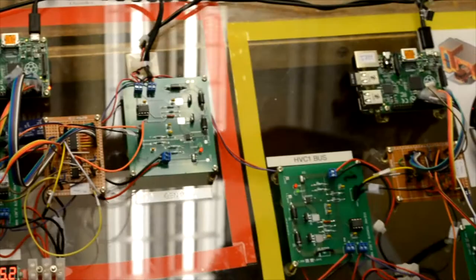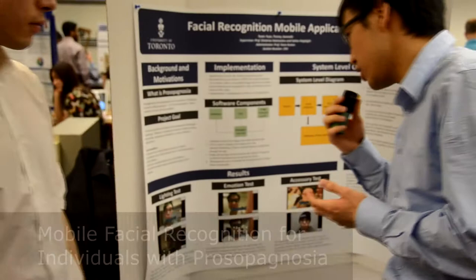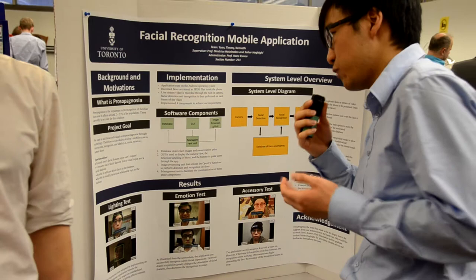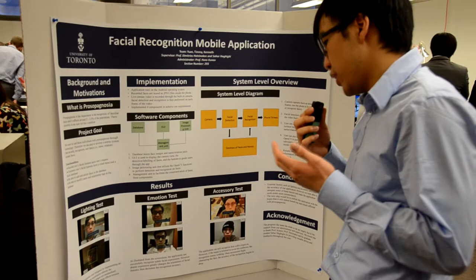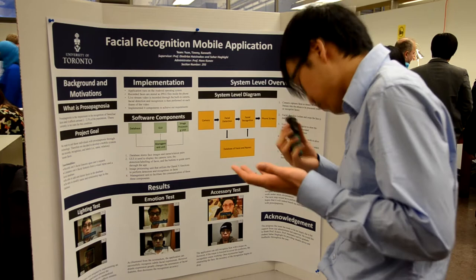We're trying to solve a problem, and that problem is a disease called prosopagnosia, an impairment of the recognition of familiar faces, which affects approximately 2 to 2.5% of the population, and currently there's no cure for this condition. Our idea was to create a light and mobile application that could be used to recognize faces.